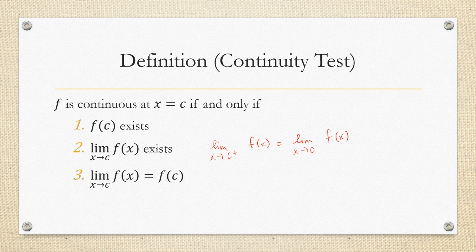They're written this way because they're in order of how easy it is to find these things. So f of c is probably the easiest thing to find. The limit is the next easiest, and then checking to see if they're equal is the last step.